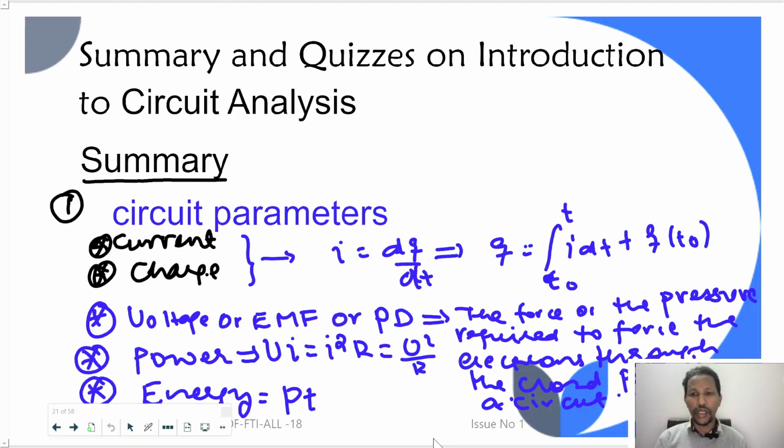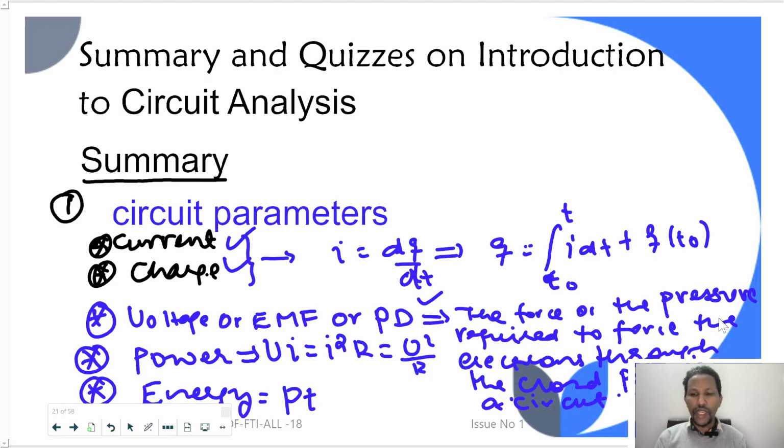As a summary, for circuit parameters, we have the current and charge, the relation between current and charge. Current is the flow of charge per unit time, and from the given current, the charge can be obtained. And we have the voltage, or EMF, or potential difference. This is the force or the pressure required to force the electrons through the closed path in a circuit so that current will flow.